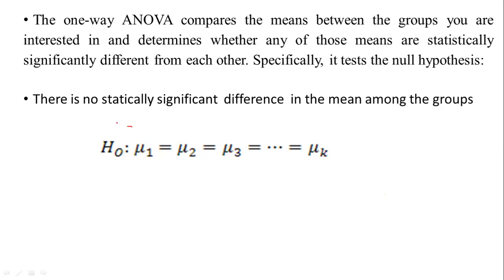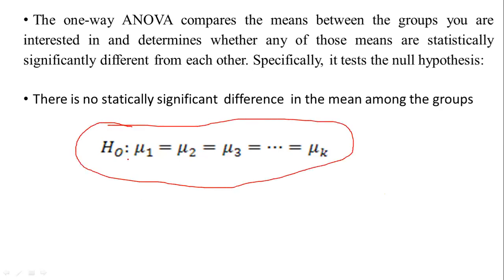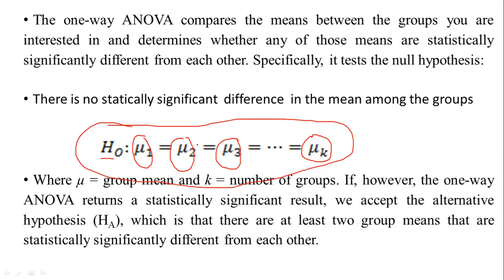And I have given this formula here: the null hypothesis, presented by H subscript 0, is that the mean in the first group, the mean in the second group, the mean in the third group, and the mean of another group represented by mu k, are all equal. There's no difference in the means of these groups. That is our null hypothesis.